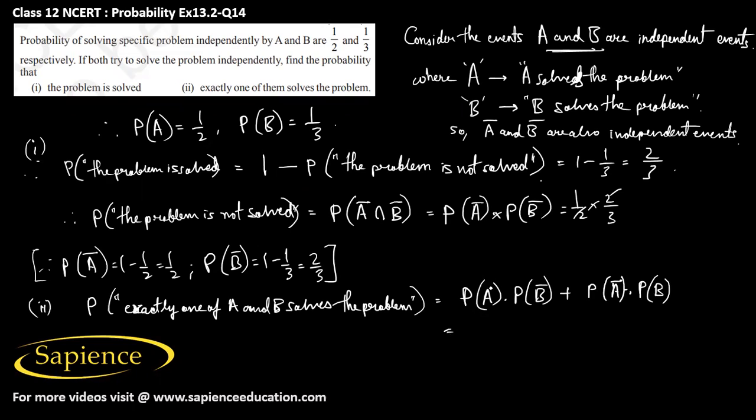So this would be the probability that A solves the problem, that is 1 by 2, and the probability that B does not solve the problem, that is 2 by 3, plus the probability that A does not solve, that is 1 by 2, and the probability that B solves the problem, that is 1 by 3. So that would be 1 by 3 plus 1 by 6. So that would be 2 by 6 plus 1 by 6, so this is 3 by 6. So the answer is 1 by 2.